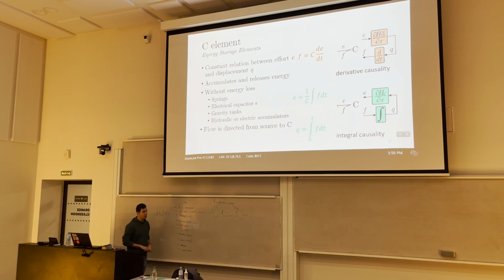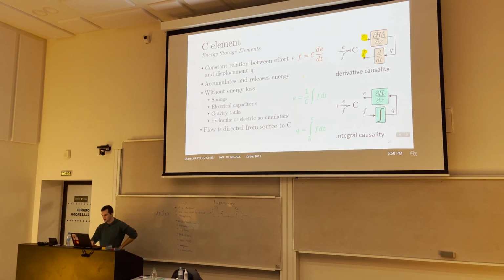C element. C element is something that stores energy. For example, a spring. C is like compliance. Or a capacitor, C capacitor in an electric circuit. It stores energy. And we have here two types of causality. The idea is the following: if you have an effort as an input, you can calculate flow, but in this case you need to take a time derivative of this effort. Or you can do it the other way around.